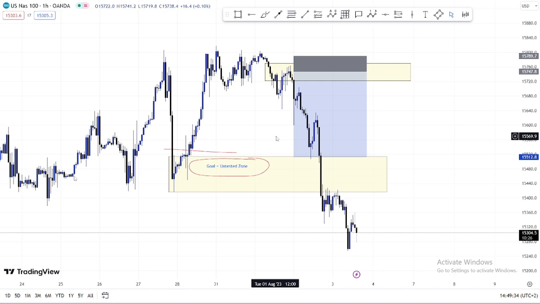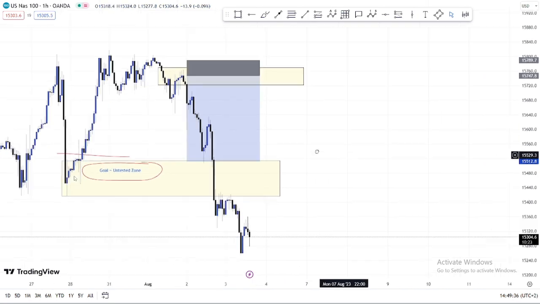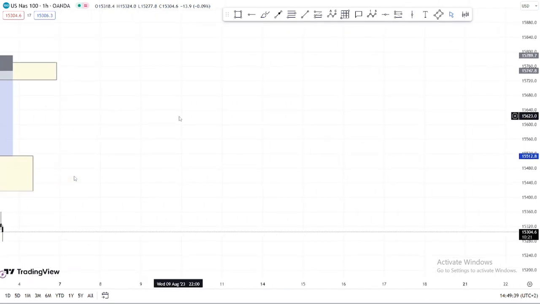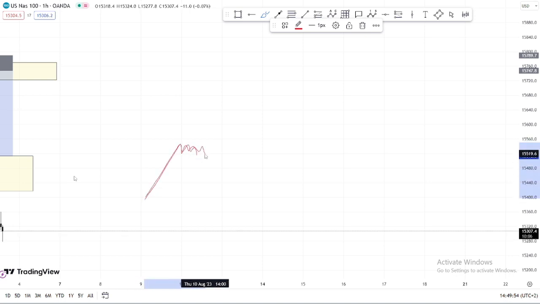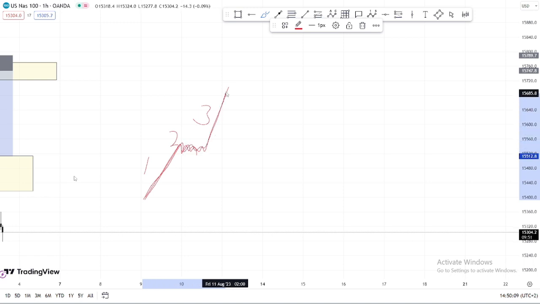For those who don't know what an untested zone is, I'm going to quickly explain that using demand and supply. Demand and supply is what moves the market. The market usually moves in three phases. There's an impulse, a correction or a consolidation phase, and another impulse. This is phase one, phase two, and phase three. It might also be referred to as a rally, a base, a rally.